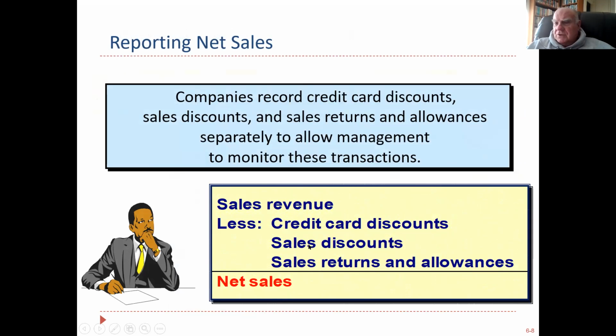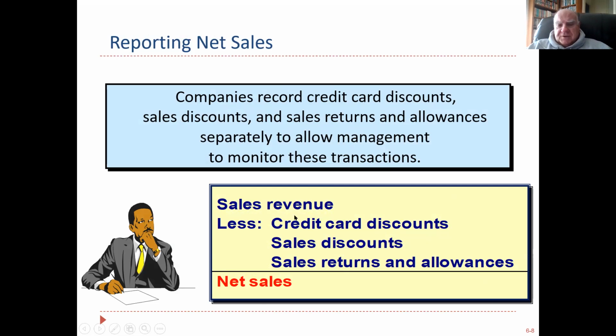People are going to take advantage of your 2% generous discount, and many customers use credit cards. I mean, I guess I'm like most people. I use credit cards for almost everything. It's automatic. It's so easy and convenient. Companies record credit card discounts, sales returns, allowances separately. You want to know these things. You want to know how much of your credit card sales are costing you in fees. You want to know how many people are taking these discounts. And you certainly want to know how much returns and allowances there are.